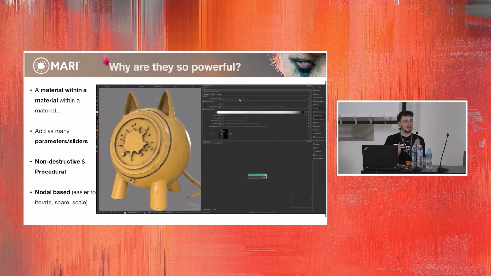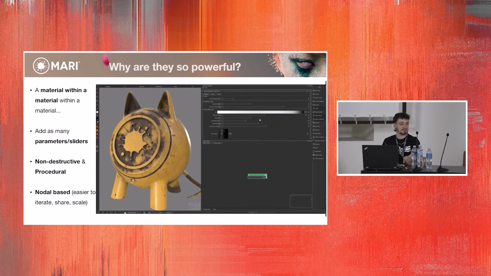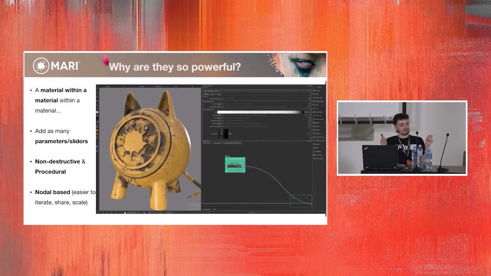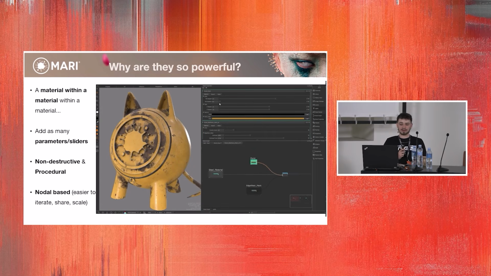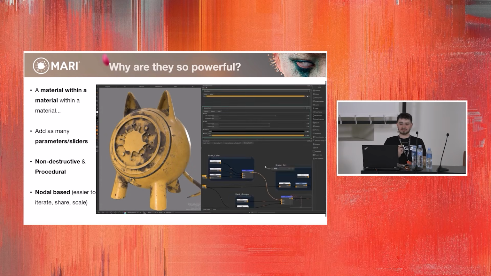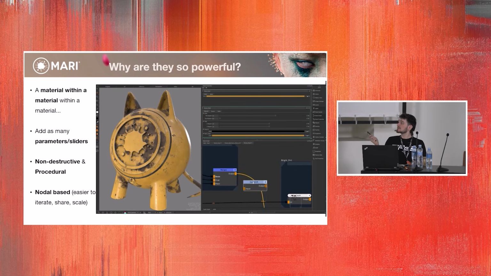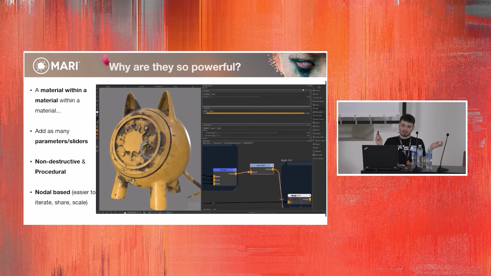Okay, so now why are smart materials so freaking powerful in Mari? So, as I said before, you can have a material within a material within a material, and that material can have its own smart masks, like a smart mask in a smart mask in a smart mask. So it's extremely scalable in Mari because you can handle really heavy files. And you can add as many parameters and sliders as you want. All these smart materials are openable, so you can open them up, tweak them, add sliders where you need them, and do whatever you want.